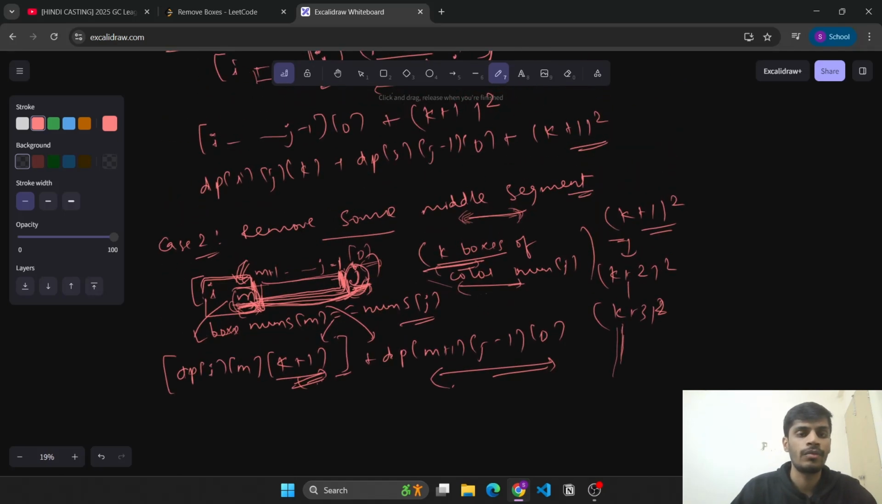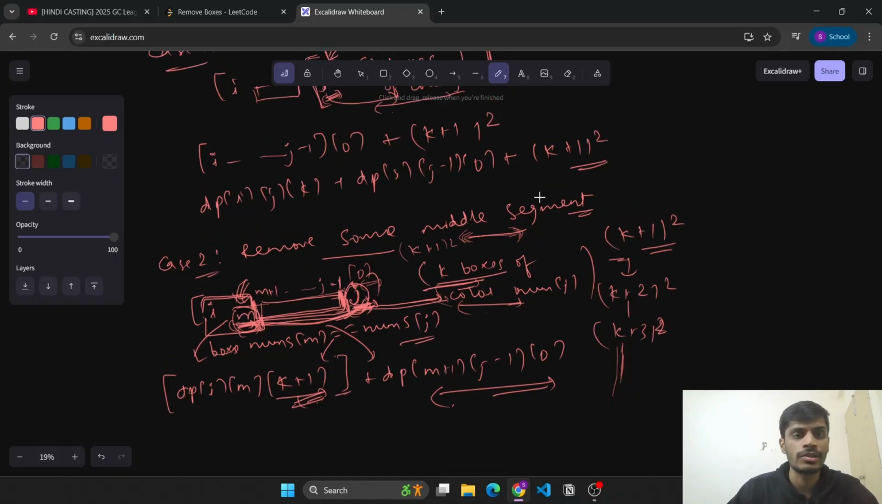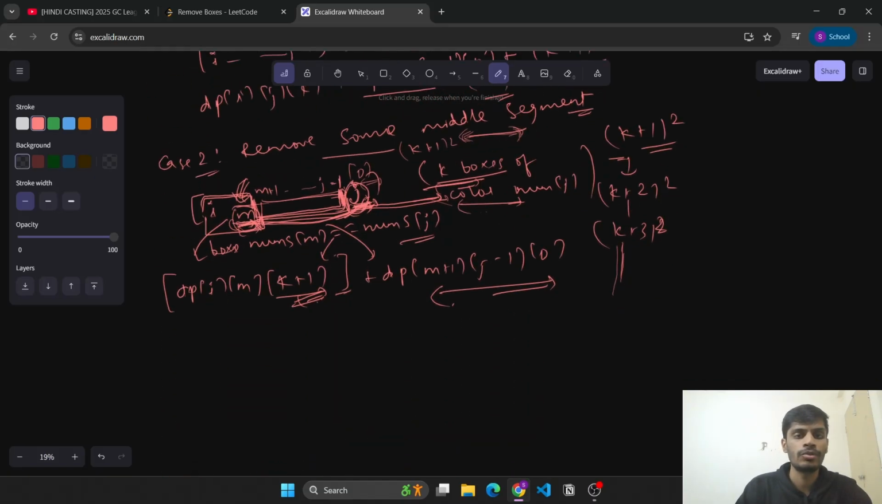In the case where we remove this j only, we remove it so that the entire sequence is taken and we maximize the square. So we remove all the k plus 1 elements, and the new subproblem will be dp of i to j minus 1 with 0. I hope you are able to see.